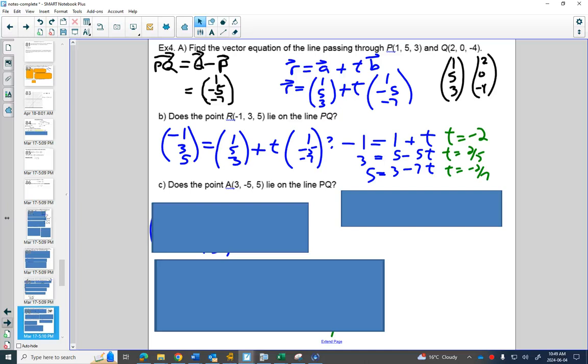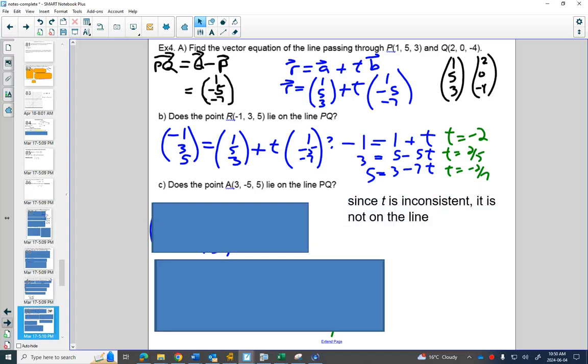So my x-coordinate says that -1 has to equal 1 plus t. That's my parametric equation for x. My parametric equation for y says that the 3 has to equal 5 minus 5t. And my z-coordinate says the 5 has to equal 3 minus 7t. And if I solve for t in each of those, I get different values. All 3 of those t values would have to be the same for it to be on the line. But since they're different, it's not on the line.